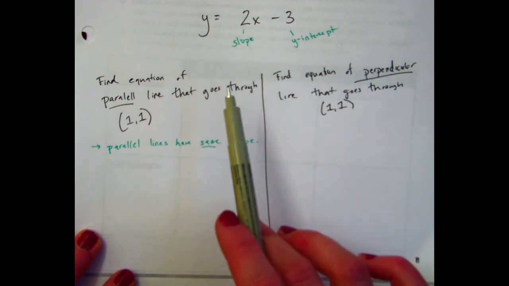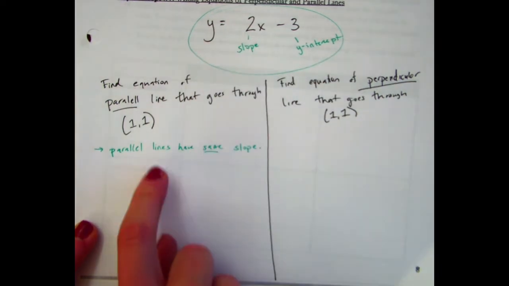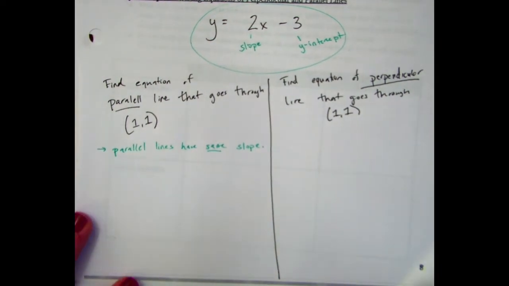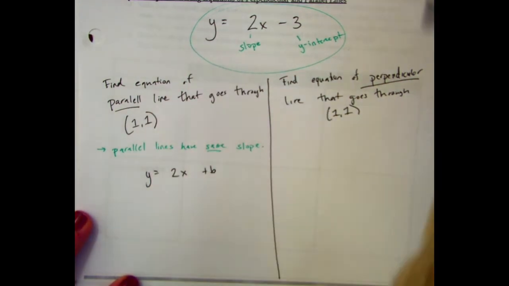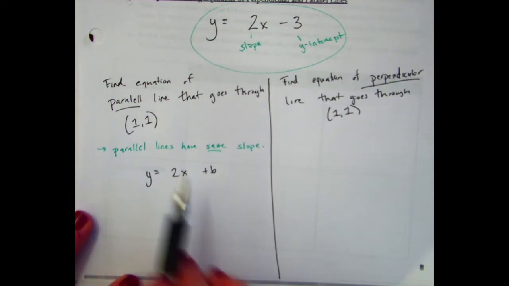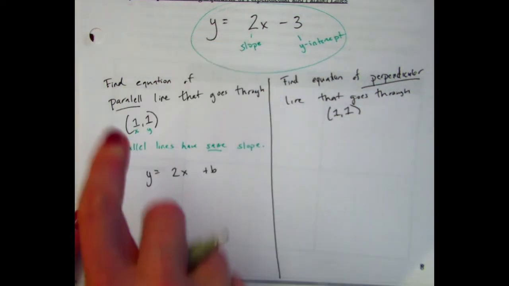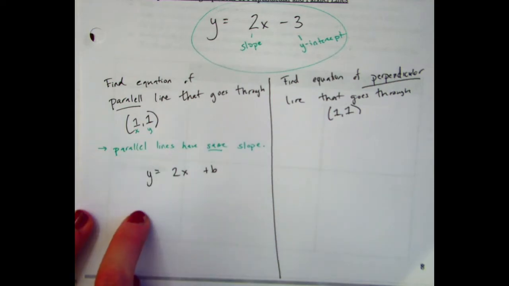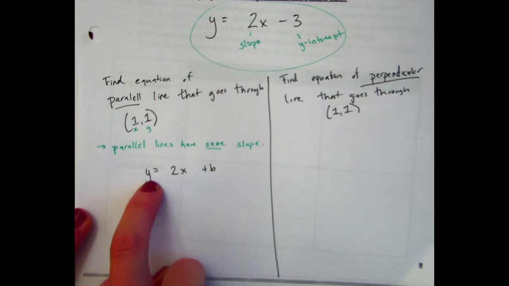Now the question is, what is going to be the y-intercept of the parallel line? And the only thing that I can do to figure that out is by using the point I was given. So I have an x value and a y value. I'm going to plug in the point, meaning when I see a y, I'm going to replace it with a 1, and when I see an x, I'm going to replace it with a 1 as well. So I have 1 equals 2 times 1 plus b, 1 equals 2 plus b, b equals 1 minus 2, or negative 1.